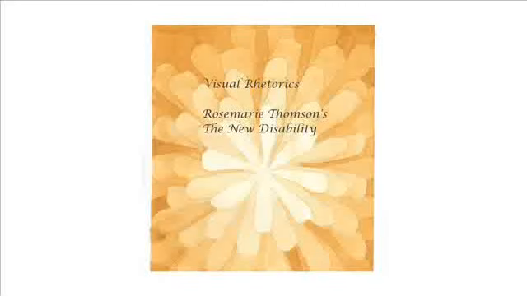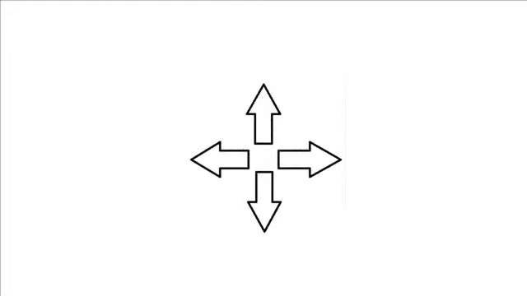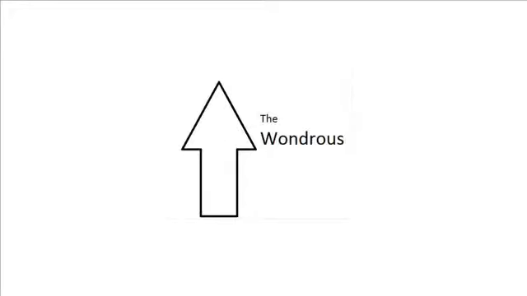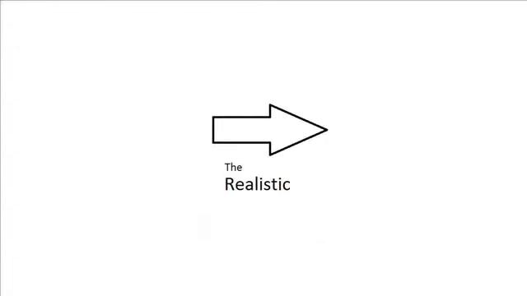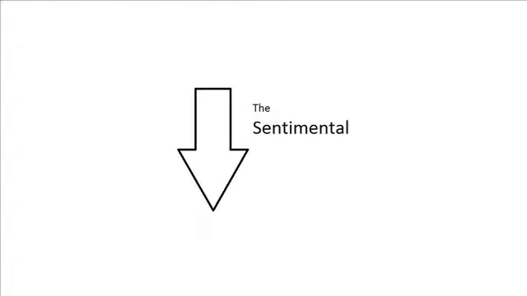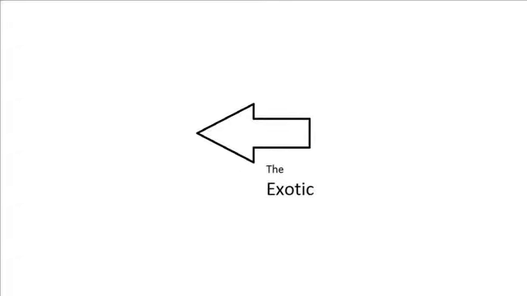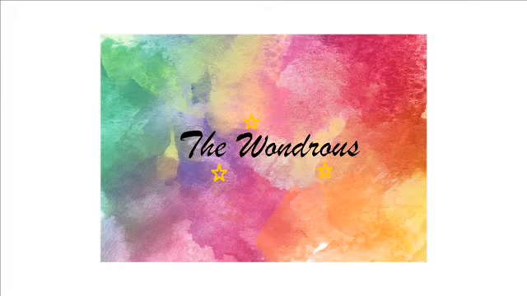The following is a presentation on visual rhetorical devices according to Rosemarie Thomson's The New Disability article. According to Thomson, there are 4 directions of visual rhetorical devices to show the disabled: the wondrous, the realistic, the sentimental, and the exotic.